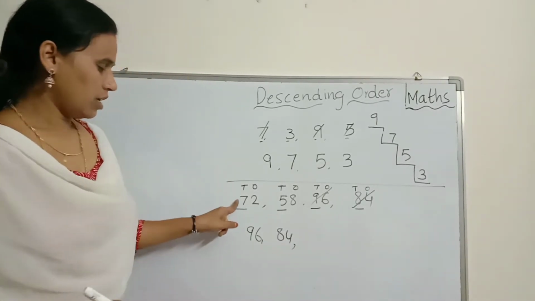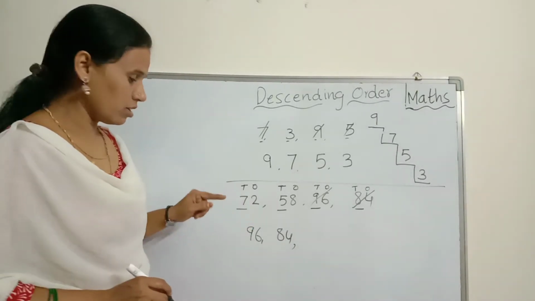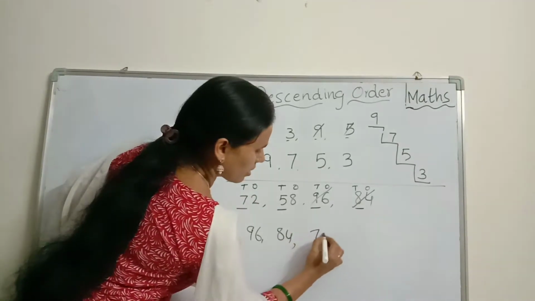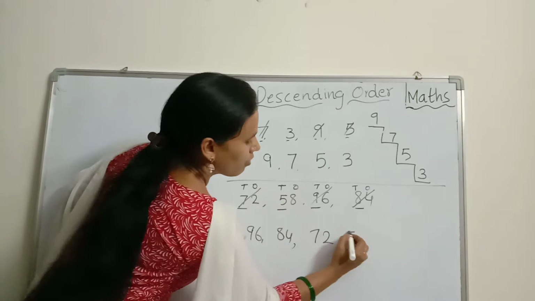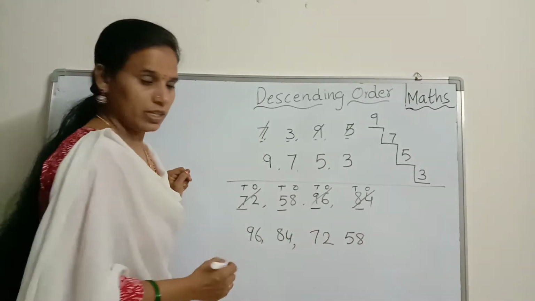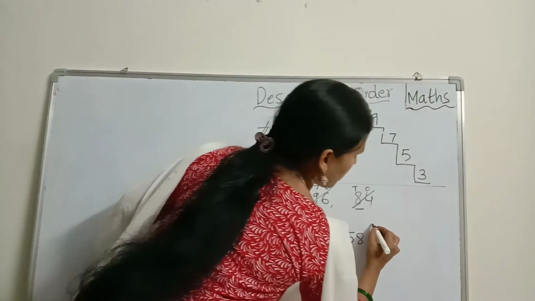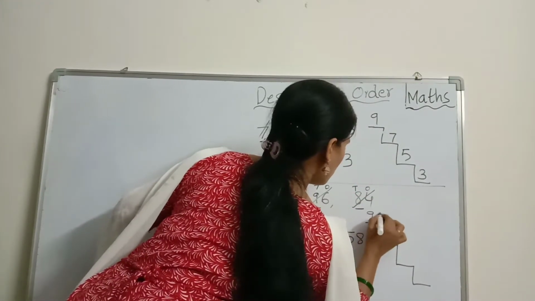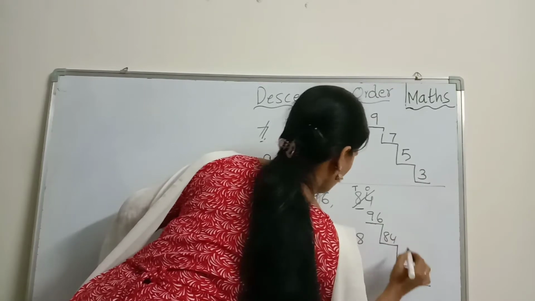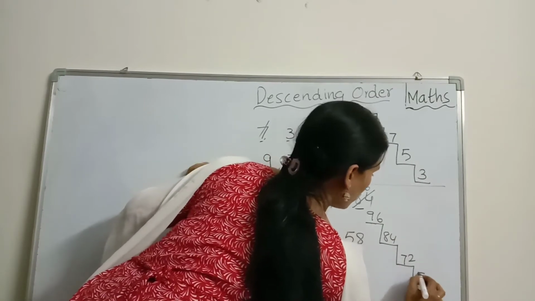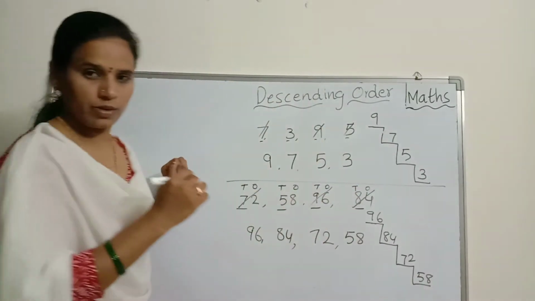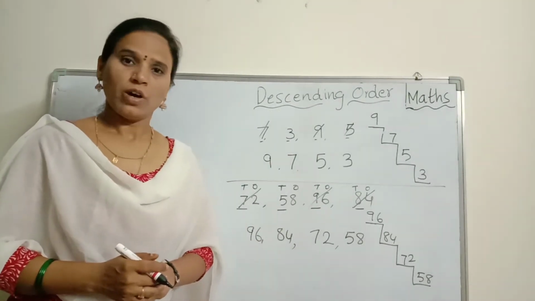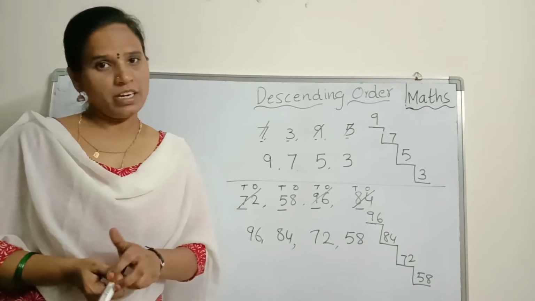Now, 7 and 5. Which is a big number? Number 7, right? So, number 72, big number. Last, 58. Okay, children, it's very easy for you, right? On the steps, you can write like this: 96, 84, 72 and 58. Children, do you understand about descending order? Okay, we can start the textbook pages now.